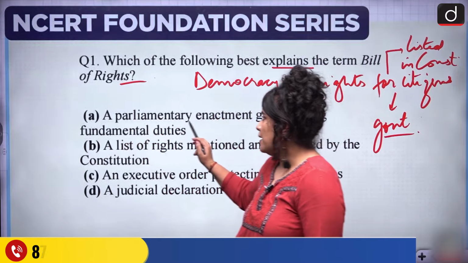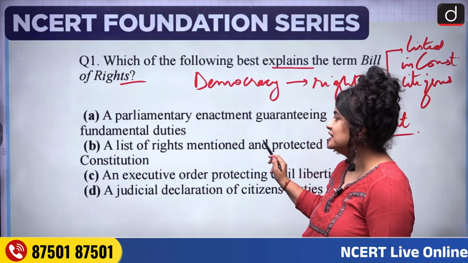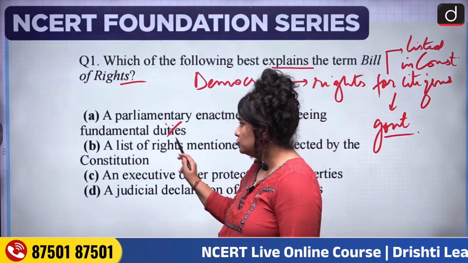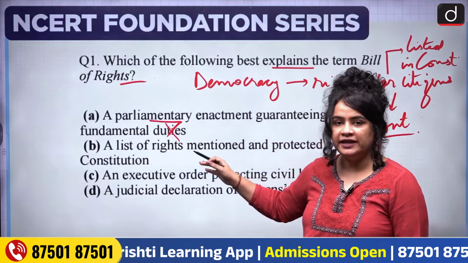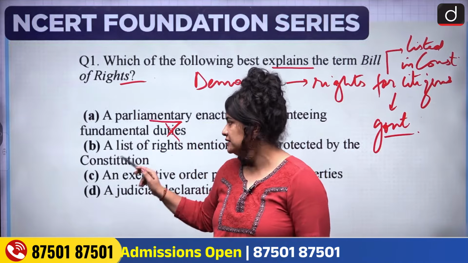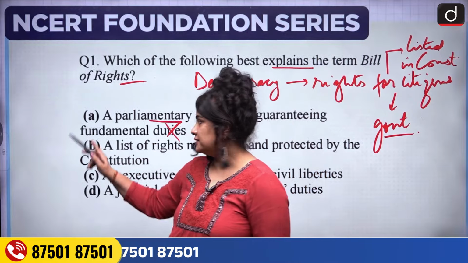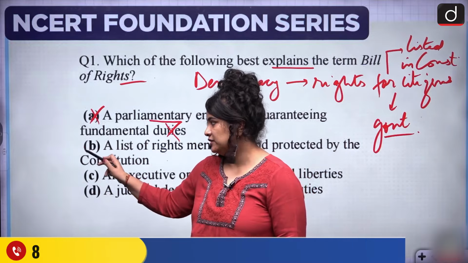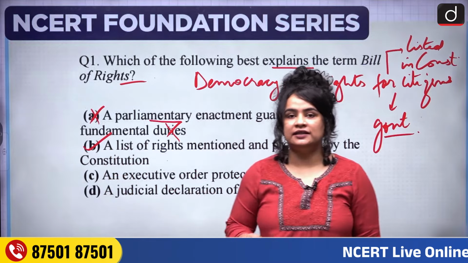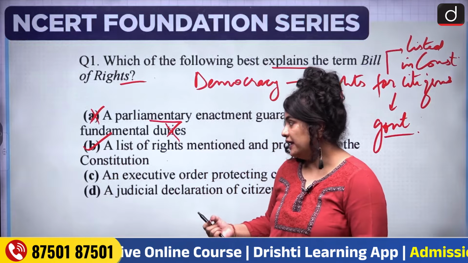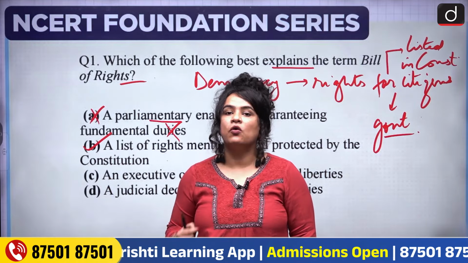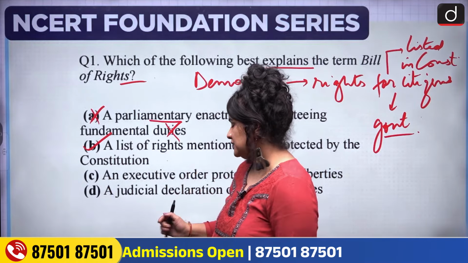Option A says a parliamentary enactment guaranteeing fundamental duties. So no, first of all, it's not parliamentary enactment. Second of all, we are talking about rights, and even though they are correlated with duties, this is not what we are looking at. A list of rights mentioned and protected by the Constitution. Absolutely correct. Like we just said, we have to ensure that these rights that the citizens possess should not be violated either by the government or any of its organs, or by a private person or an organization.